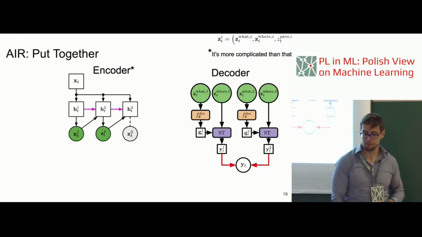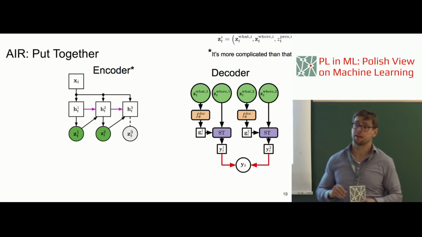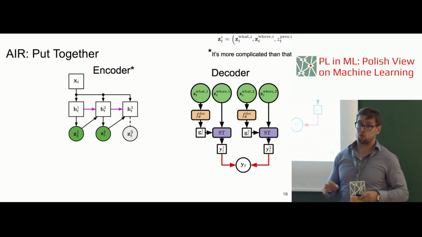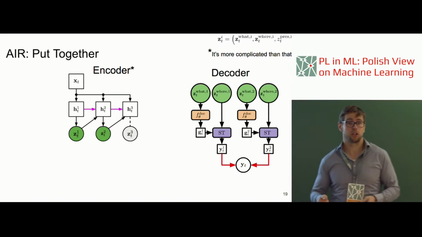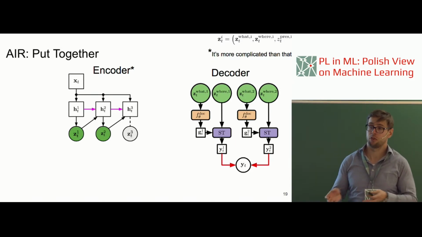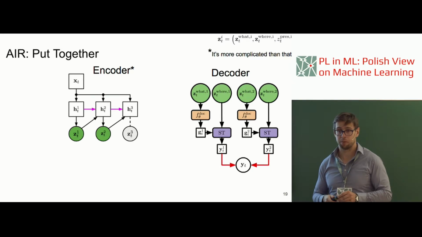So to put together, the whole model looks fairly complicated like this. This is the encoder and the decoder, which has much more structure than a vanilla off-the-shelf variational autoencoder, but because of that, we have a variable number of latent variables for every image, and we have some specific meaning for every variable that we create.